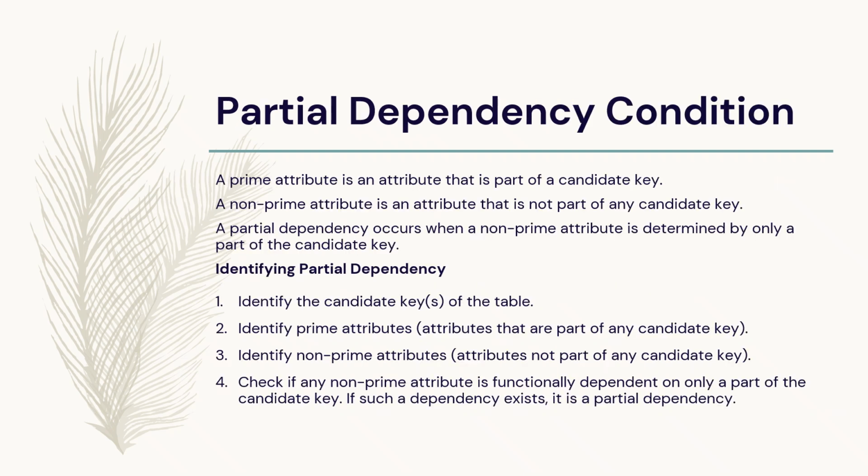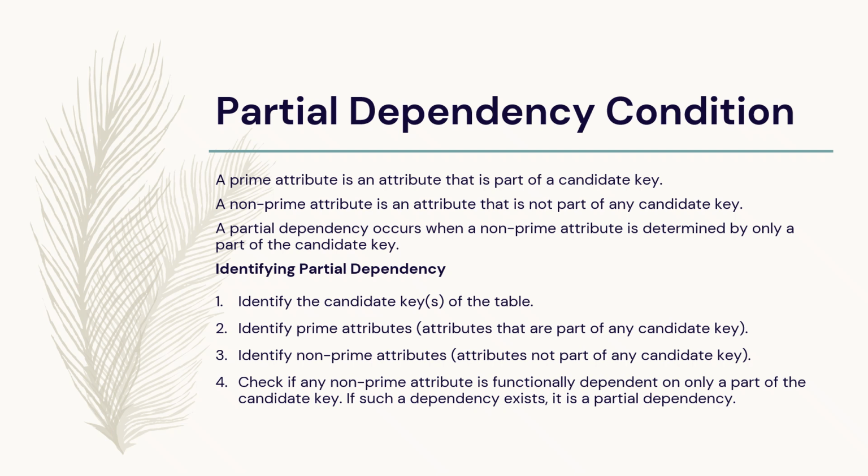First we see what a partial dependency is. Before going to that, we should know what a prime attribute is. A prime attribute is an attribute that is a part of a candidate key. A non-prime attribute is an attribute that is not part of any candidate key. So partial dependency occurs when a non-prime attribute is determined by only a part of the candidate key.